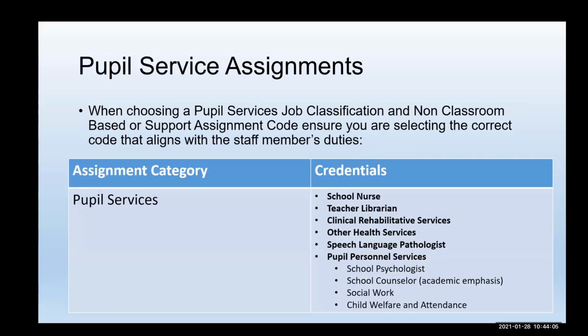Now, pupil service assignments, as I told you before, there are several credentials that cover all of the codes that we lump under the assignment category of pupil services: school nurses, teacher librarians, clinical rehabilitative services, other health services, speech and language pathologists. I've been getting lots of questions about speech and language pathologists because districts are under the assumption that they have to report them as co-teachers with a general ed primary teacher, and that's not correct.